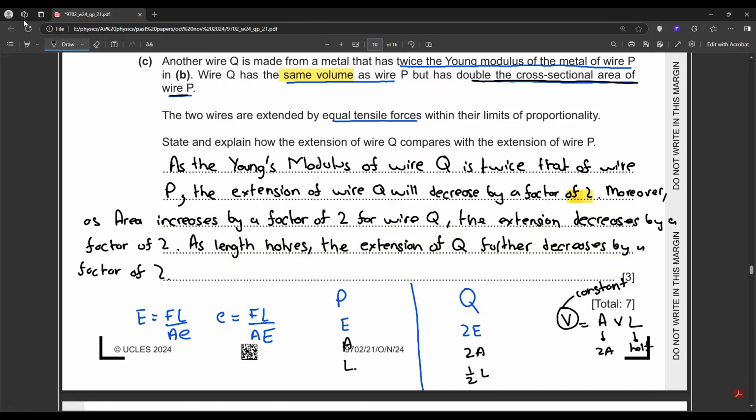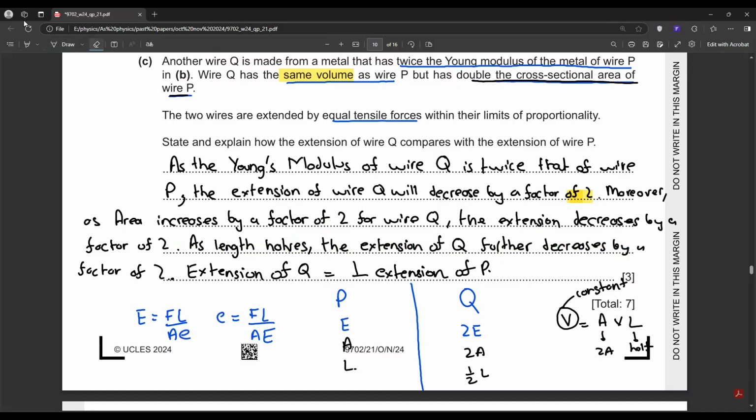What will be your last point? You will say extension of Q is 1 over 8 times the extension of P because it has decreased 3 times by a factor of 2. 2 into 2 into 2, this becomes 8. Simple. So your extension of Q will be 1 over 8 times the extension of P. Simple as that. Nothing complicated here.